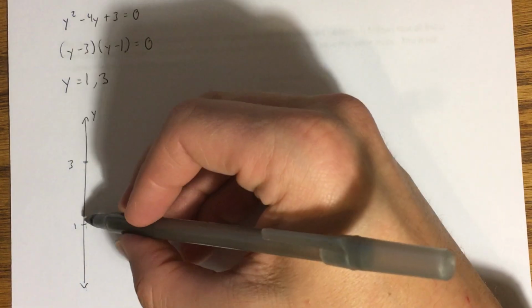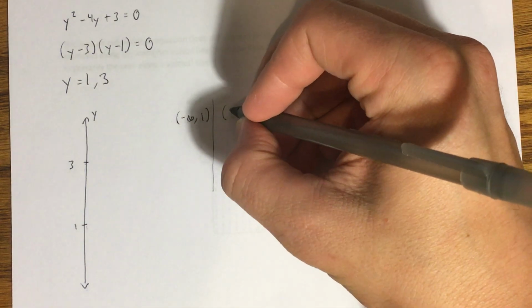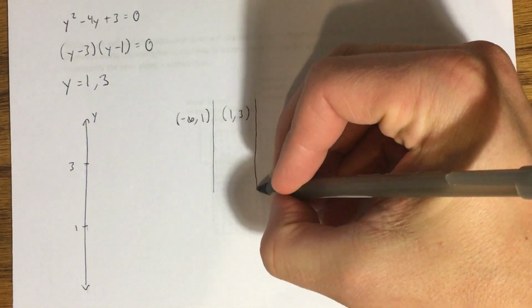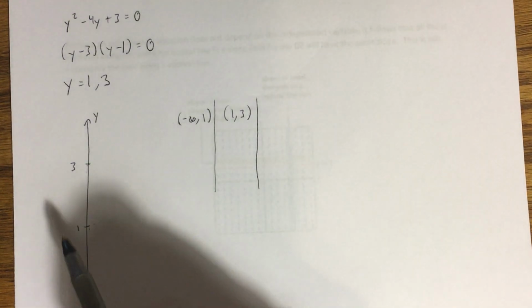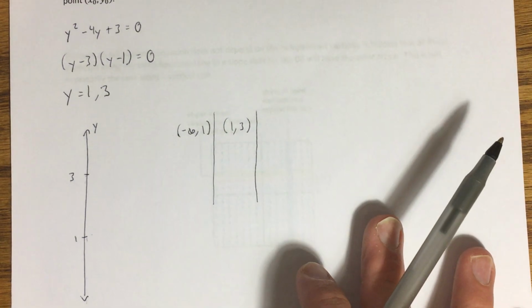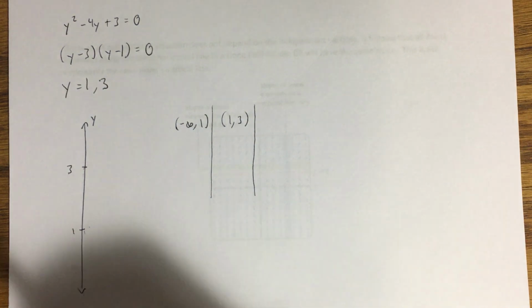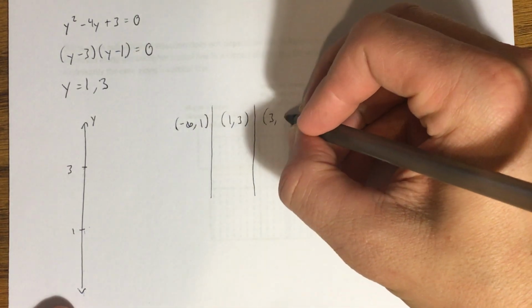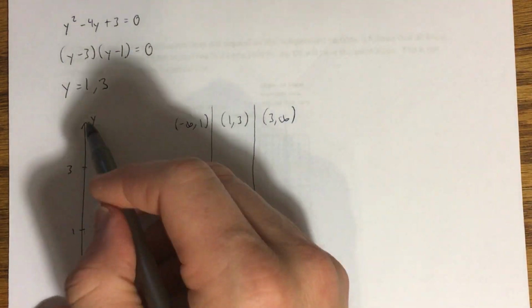And then this interval right here, 1 to 3. These are open intervals because at those endpoints, at 1 and 3 specifically, we know that those are critical numbers. Those give us zeros for our differential, for our slope function. And I want to determine where the slope function is positive or negative. 3 to infinity is the last interval here.